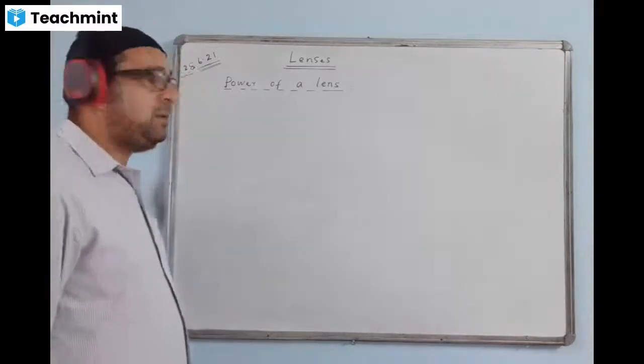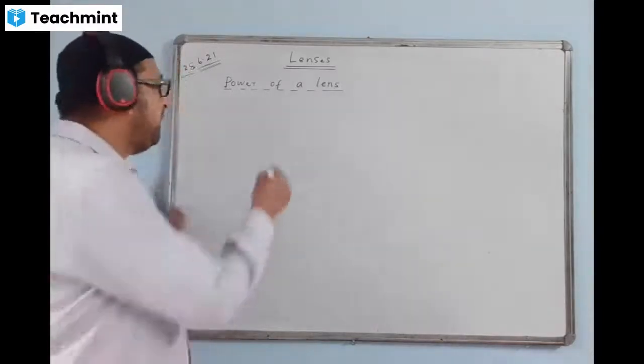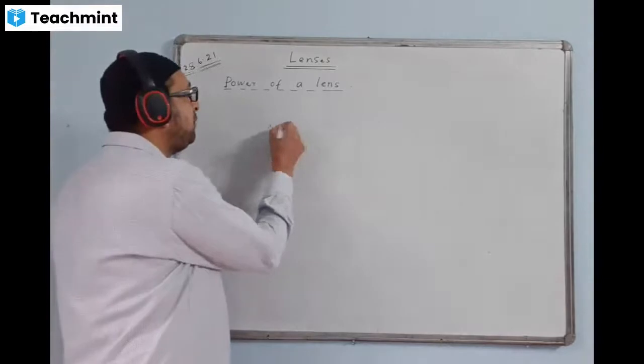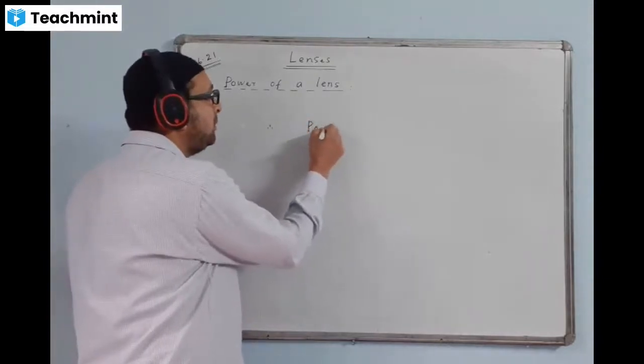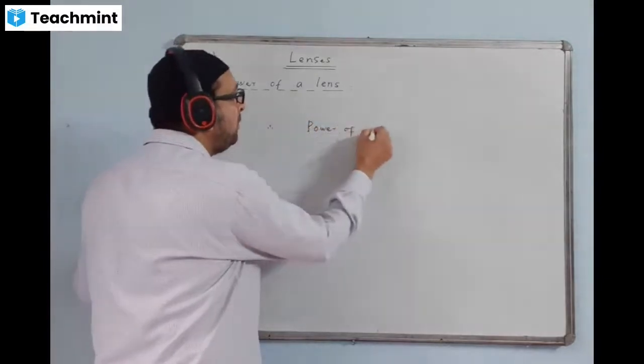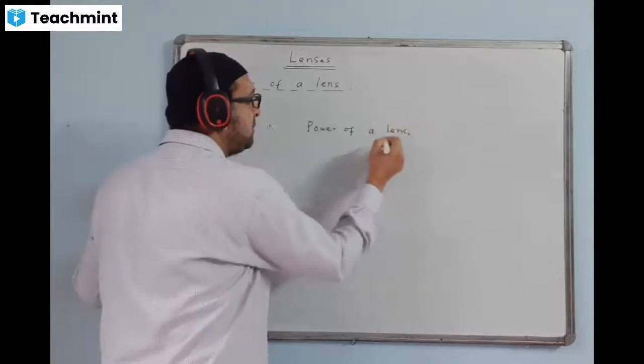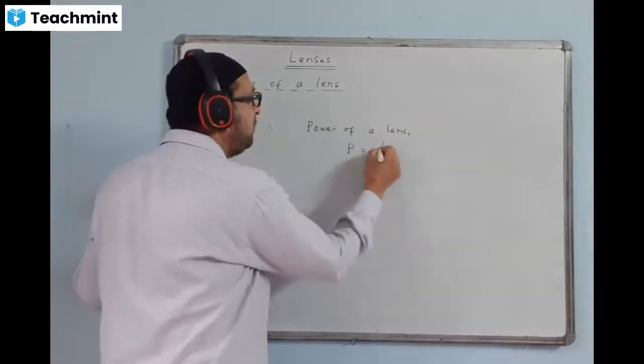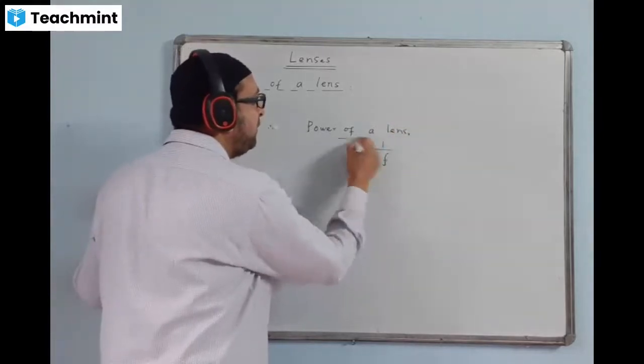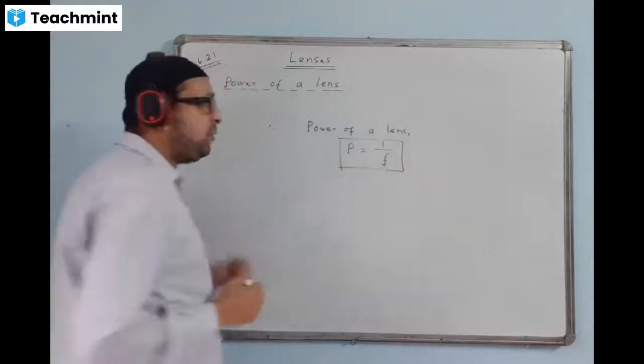Focal length of the lens. Therefore, write the formula. Power of a lens, P is equal to 1 upon F. P equal to 1 by F.